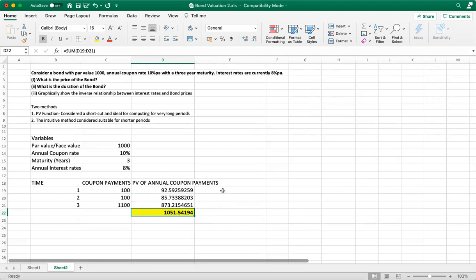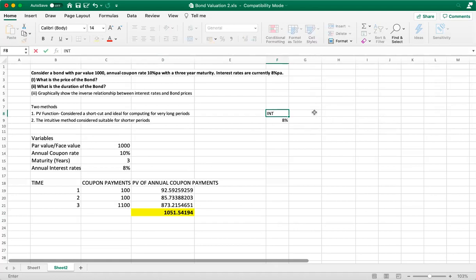So that is the price of the bond if the coupon rate is 10% and the interest rates in the market are currently at 8%. Now, I'll take you back to the principles. We said there is a relationship between changes in interest rates and bond prices. So at 8%, our bond price is, so this is interest and this is price.